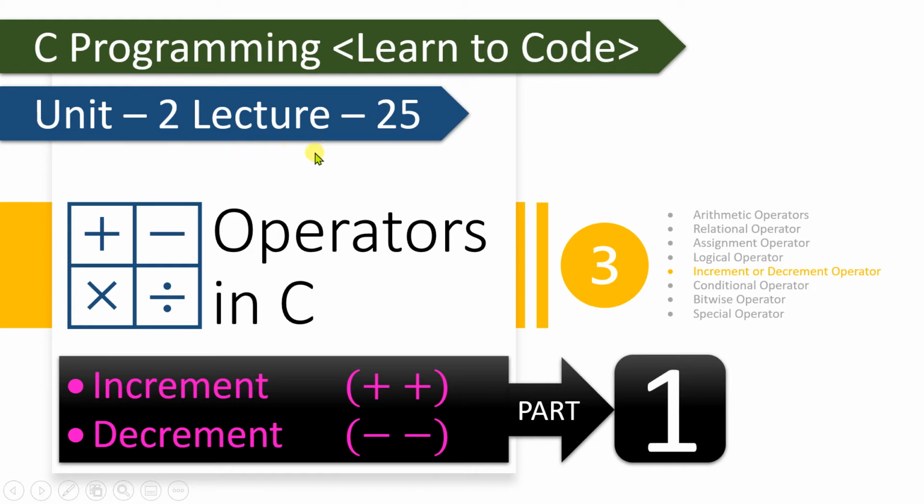This is the 25th lecture of Unit 2, and in this lecture we will continue the discussion on operators in C. In this lecture we will talk about the increment and decrement operator, and this is part 1 of this discussion. We will create more videos on the increment and decrement operator to understand it properly. So let's begin.